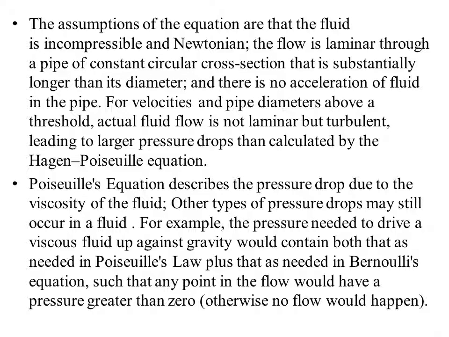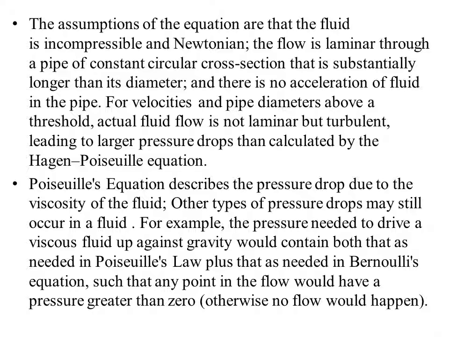The assumptions of the equation are that the liquid is incompressible and Newtonian, the flow is laminar through a pipe of constant circular cross section that is substantially longer than its diameter, and there is no acceleration of fluid in the pipe. For velocities and pipe diameters above a threshold, actual fluid flow is not laminar but turbulent, leading to larger pressure drops than calculated by the Hagen-Poiseuille equation.